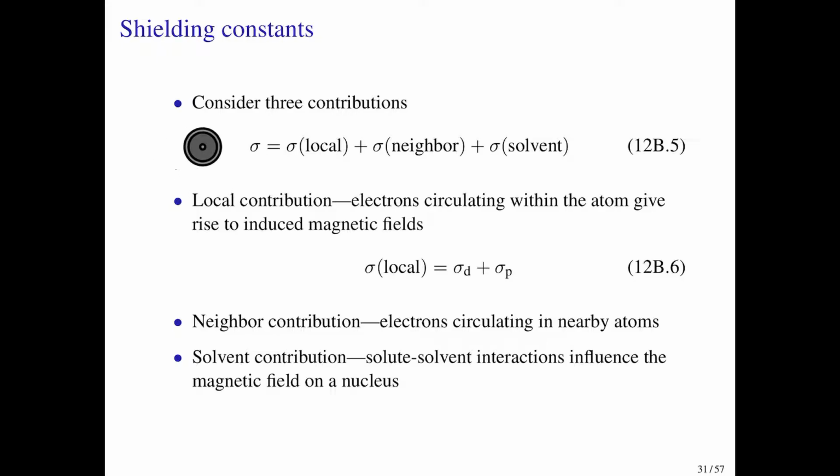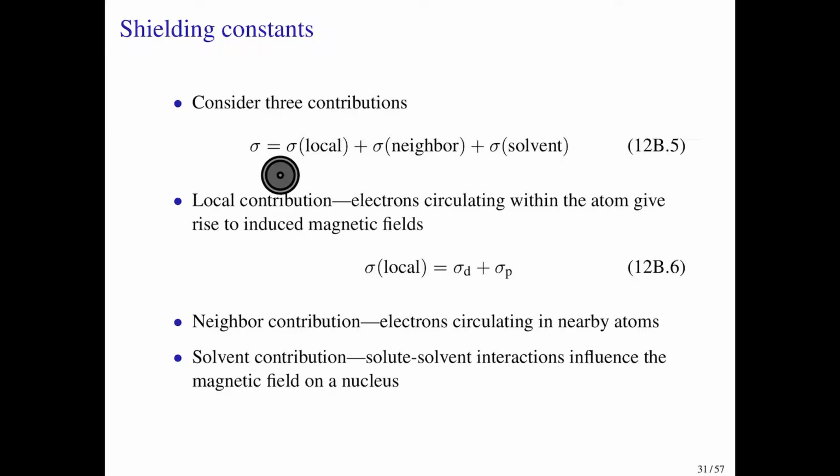So recall that the value of sigma here, the larger it is, the smaller the magnetic field at a given nucleus within an atom. And so the larger the value of sigma, the more shielded the atom is. And we can think about the shielding constant as coming from three distinct terms.